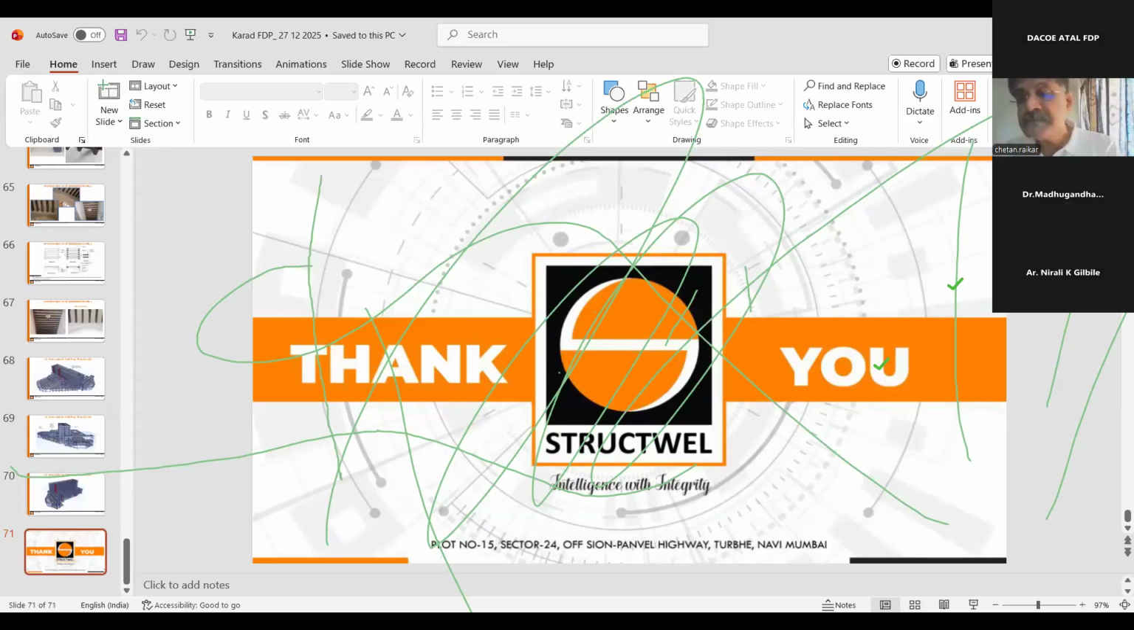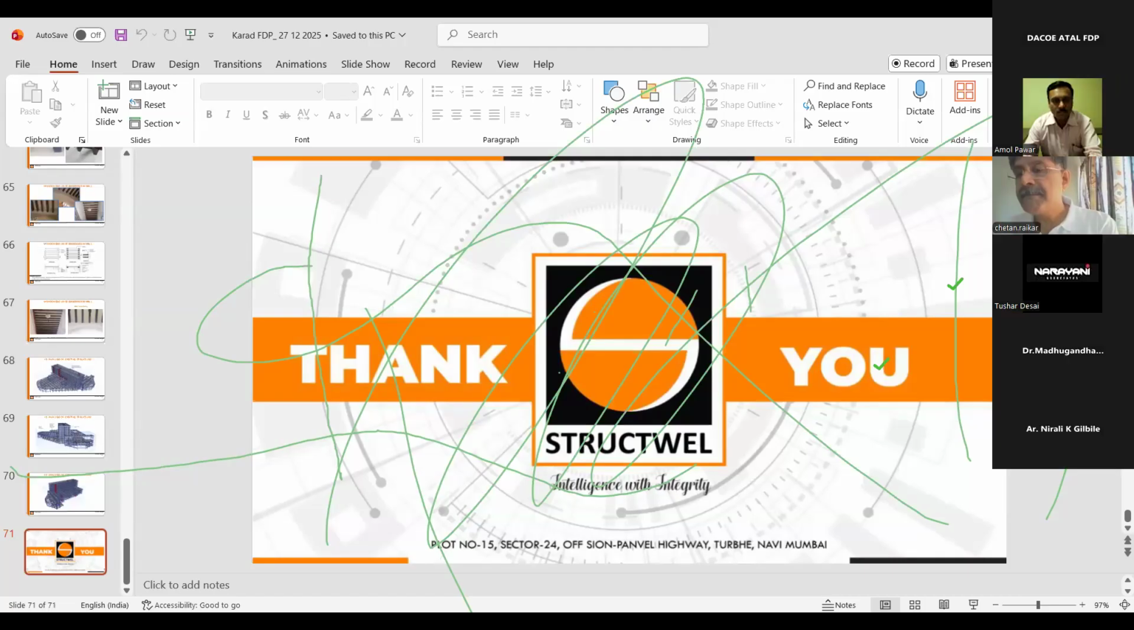So one more question I'm having, in continuation with what Dr. Madhugandha Mithari ma'am had. How do you balance structural safety with the philosophy of minimum intervention in conservation?